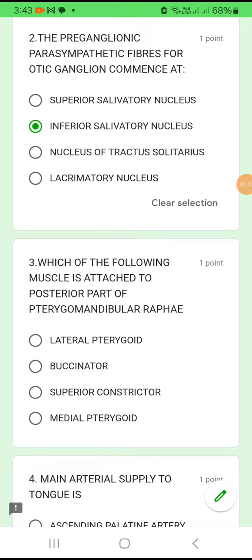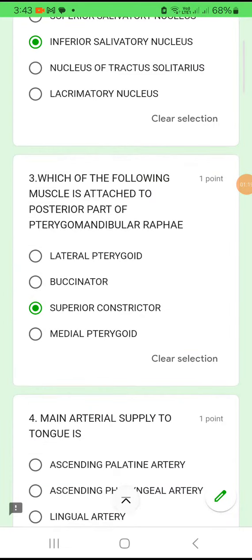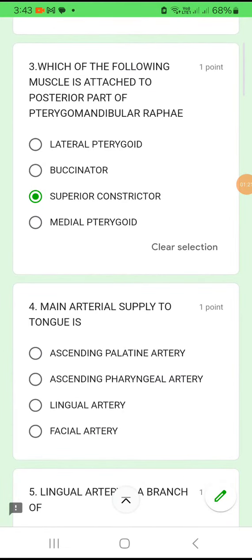Question number 3. Which of the following muscles is attached to the posterior part of the pterygomandibular raphe? Lateral pterygoid, buccinator, superior constrictor, or medial pterygoid? The muscle attached to the posterior part of the pterygomandibular raphe is the superior constrictor, option C.